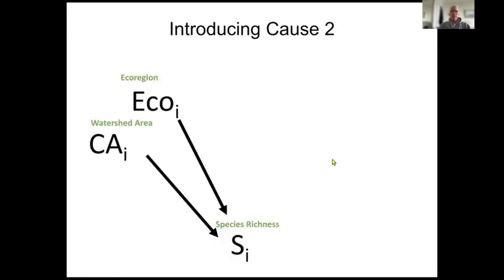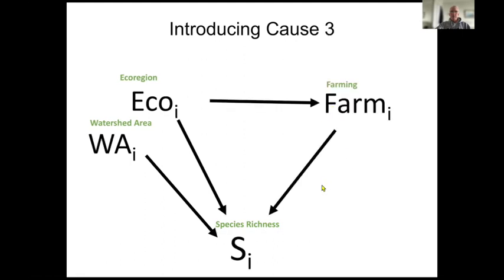So just to expand it up a notch, we've got two things as I dealt with in that last model that we looked at. We got ecoregion and watershed area are both causing species richness. And things get even trickier. Well, let me introduce one more thing into the equation to show what I'm talking about. So in this case, I've got watershed area, which is the same as catchment area, I just haven't changed the slide. So we got watershed area, ecoregion, which I've already talked about, and then I mentioned that for each of my 925 streams, I also have an index of farming activity. Those three things all affect species richness.